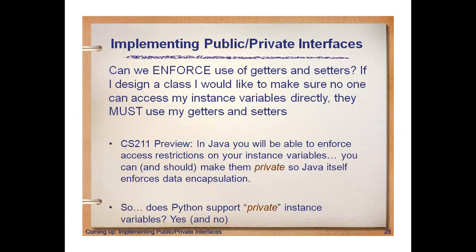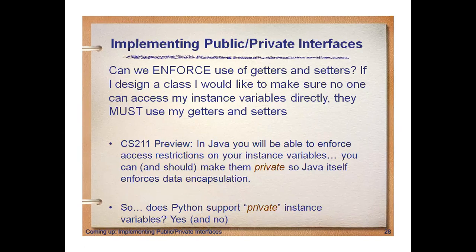Now, implementing the public and private interface. How does this work? Let's see here. Can we enforce the use of getters and setters? If I design a class, I would like to make sure no one can access my instance variable directly. They must use my getters and setters, right? In Java, you can enforce access restrictions on your instance variable. You can make them private. So Java itself enforces data encapsulation.